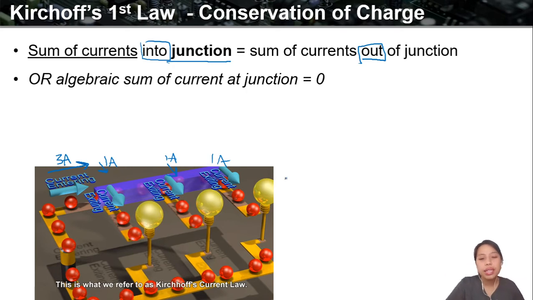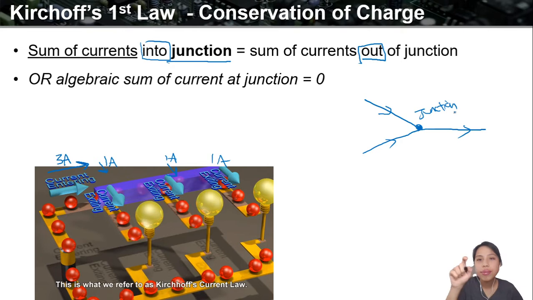So you can use this idea for basically any kind of circuit, even a weird one that looks like this. Let's say you have wires coming in, wires coming out. This is what we call a junction: any point in the circuit where different wires join together. Like a T-junction on the road, where suddenly there's a left, a right, and a middle. That's what we call a junction.